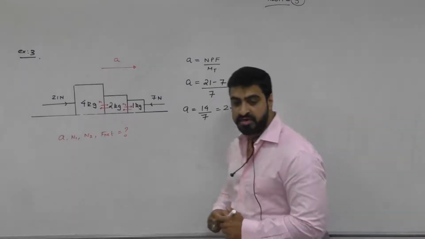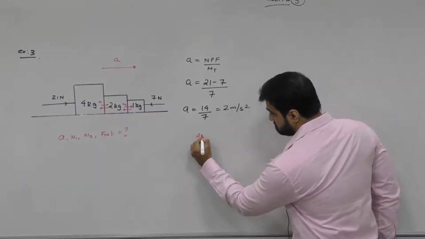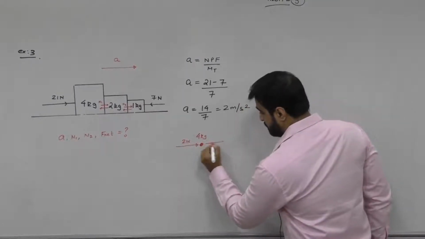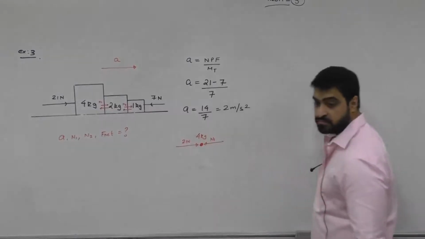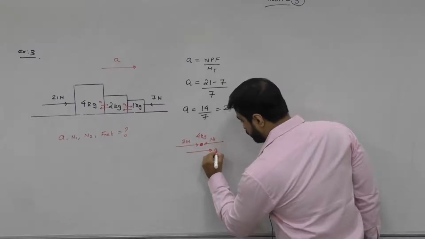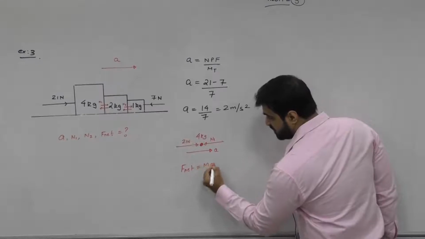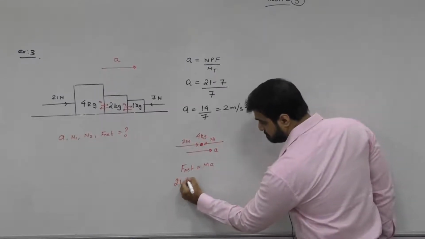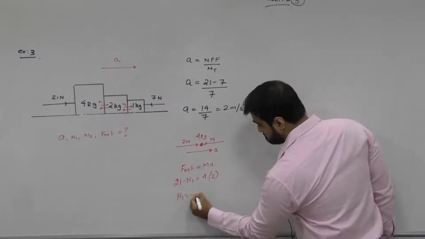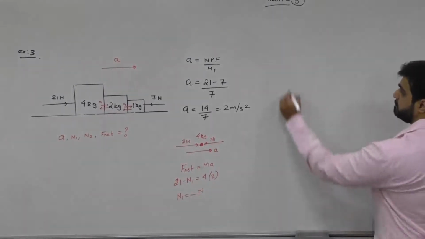Now if I draw free body diagram of 4. 21. N1. Where's he? Can you apply F net in में? F net कितना है? 21 minus N1. M कितना है? 4. A कितना है? 2. Yes or no? Come to 1 kg.